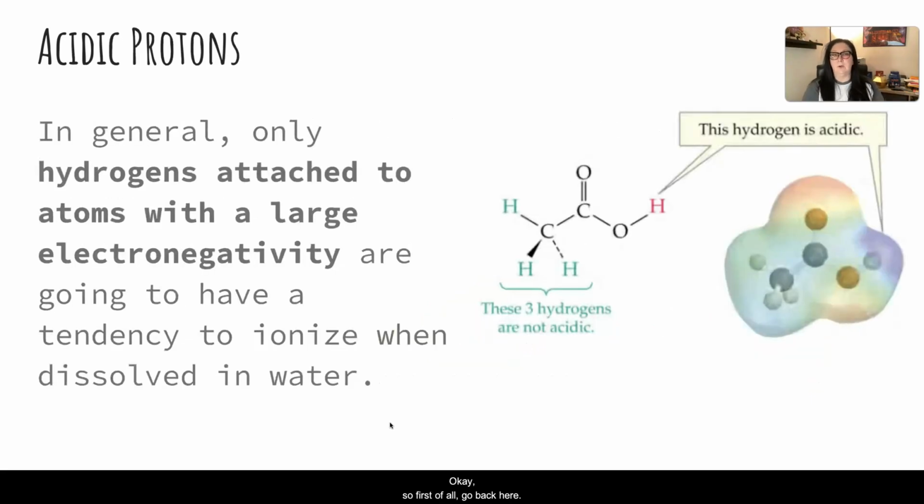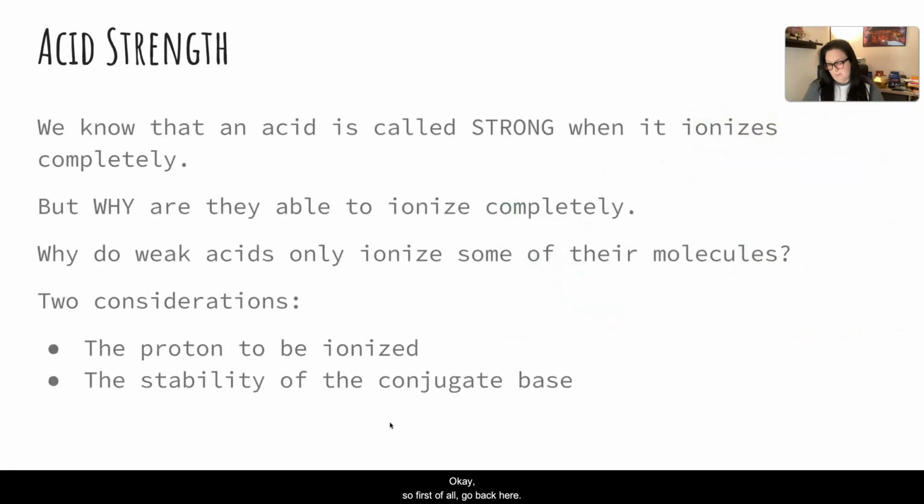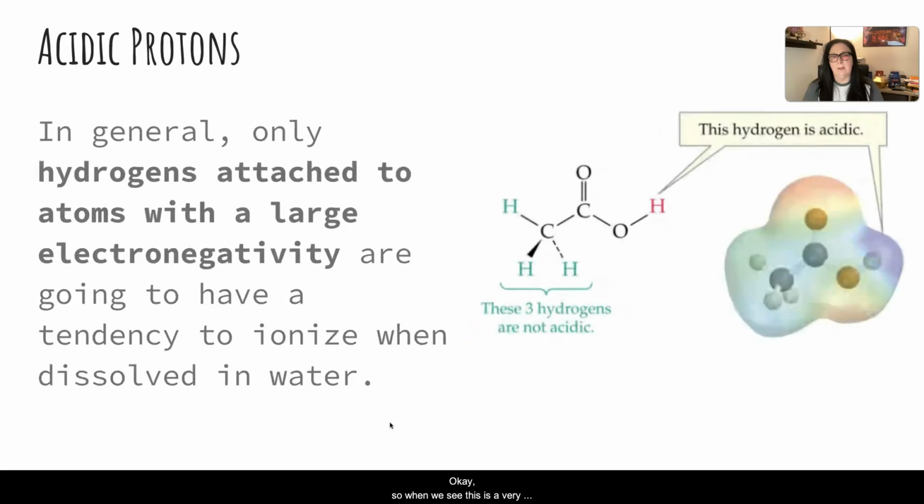Okay, so first of all, go back here. We're going to talk about this first. So which protons are ionized? And then the rest of today we'll be talking about this. Okay, so when we see this, a very common one is acetic acid. All right, so we have acetic acid.